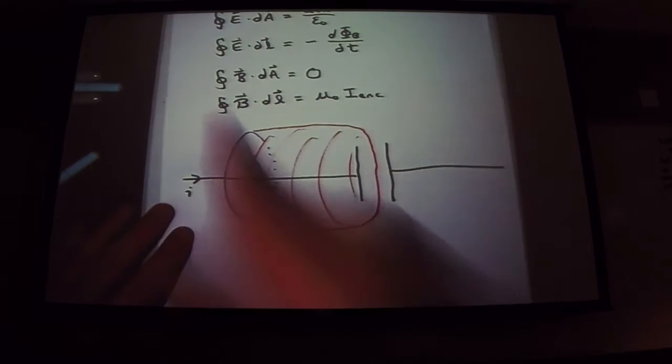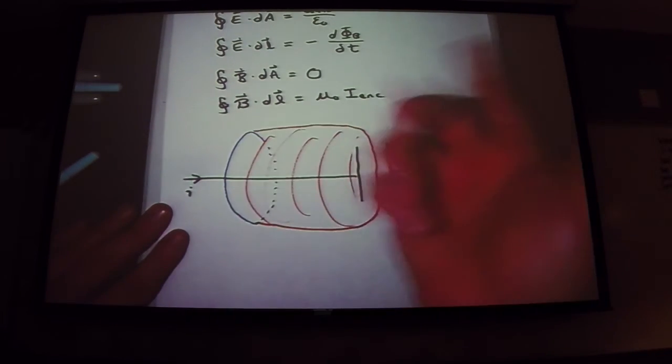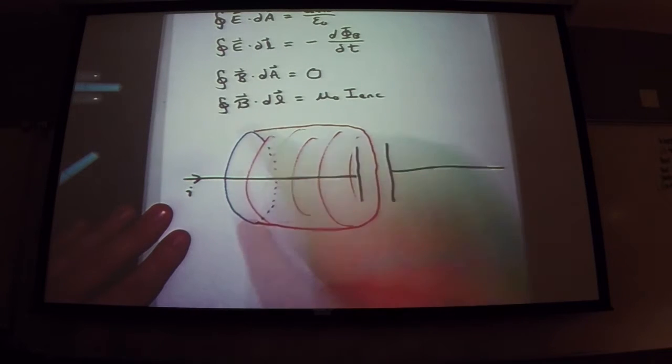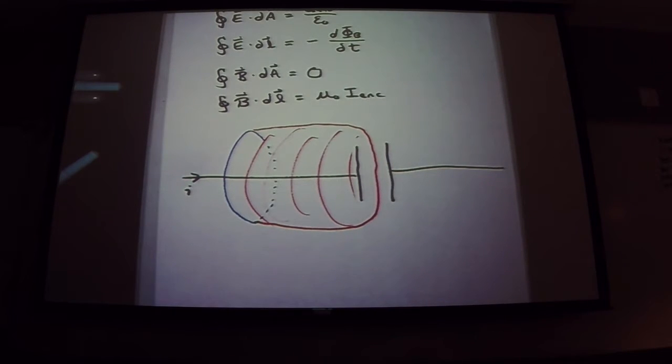So when you do this integral over this loop, and notice the integral's over the loop, not the area, I could get one of two things. Wait a minute, that can't be. I can't get two things. I can't get 0 and mu naught times I. One of them has to be correct.